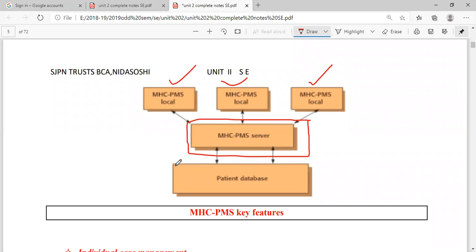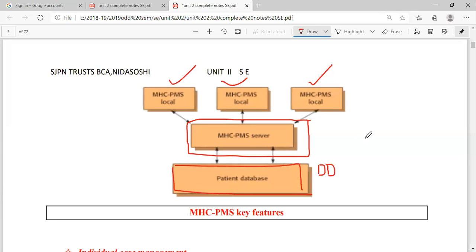Then we have a database. This is the database which is storing the information of patients. All right. So there is one database which is being shared by all these 3 clinics. Hence this database is called a distributed database. Okay, distributed database. What is distributed database?